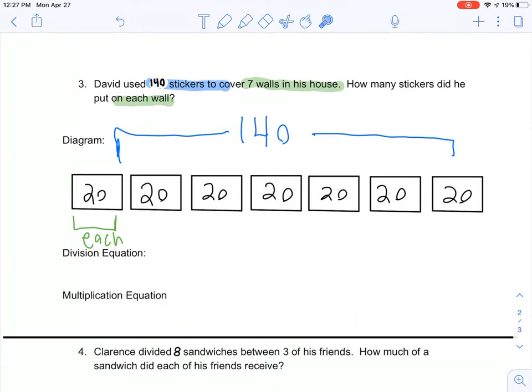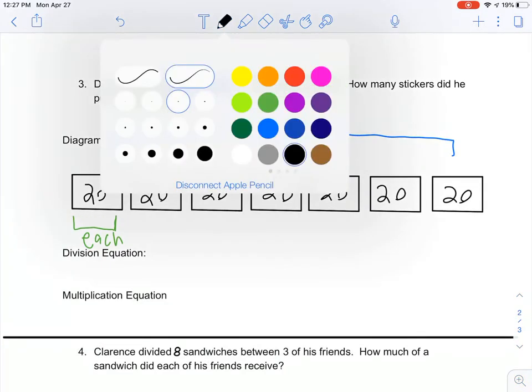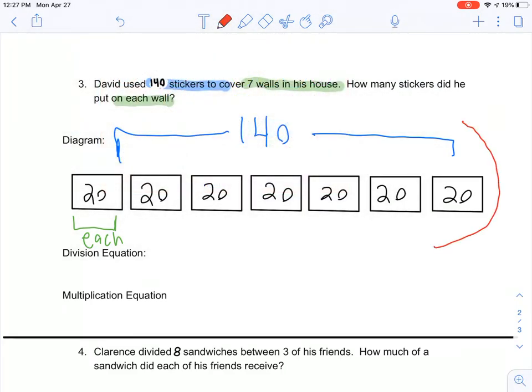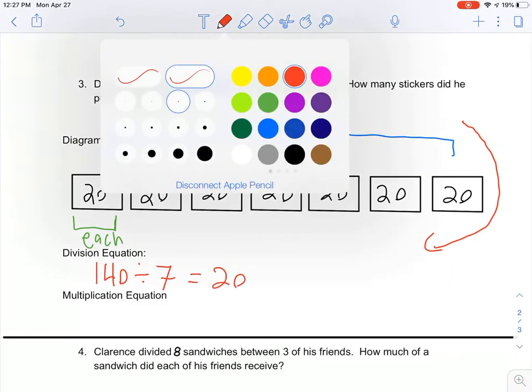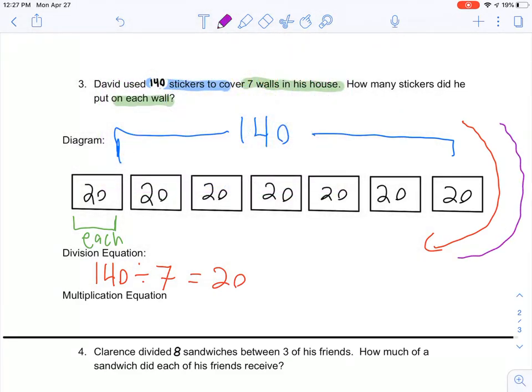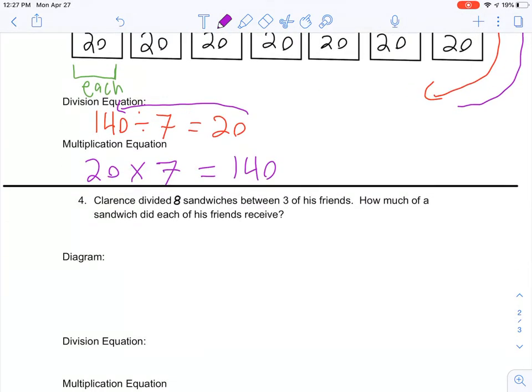Okay, so let's make our division sentence. We know that with division we go from the top to the bottom. So that means we have 140 divided by 7 total walls gets us 20. And with multiplication, we go the opposite way, the inverse. That means we now do 20 times 7 equals 140. Hopefully you should be getting the hang of this. This next one might be a little bit different.